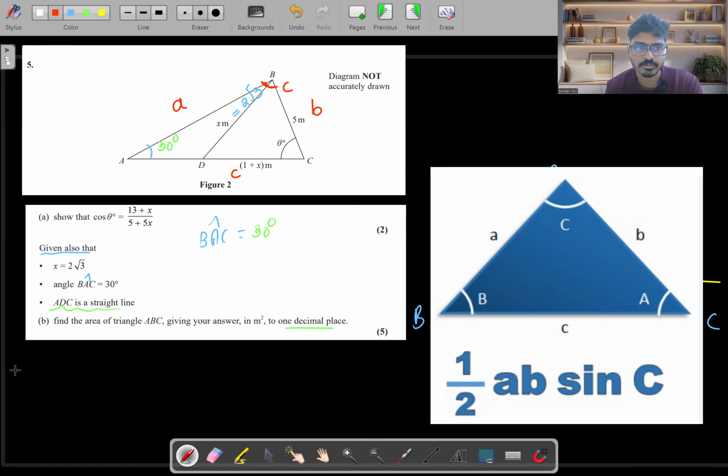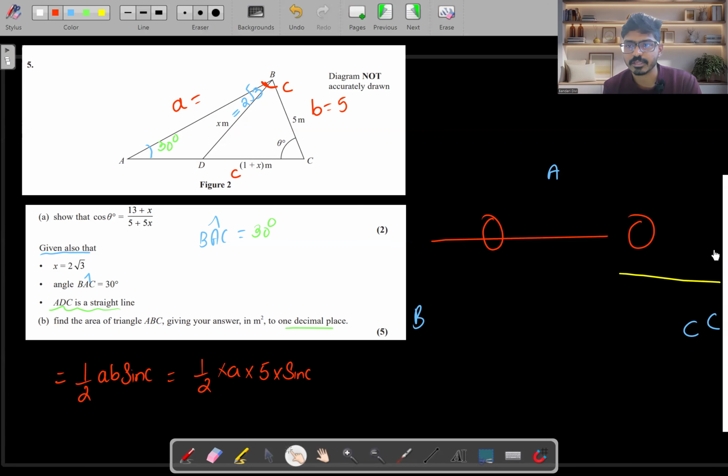We need to find the area of the triangle. What is the formula? We know the formula is half ab sine C, where C is this particular angle. So we need to find the value of a and the value of b. b we already know, it is 5, and a is unknown. We also don't know the angle C. So we need to find angle A and then angle C, so let's find them by using the triangle.